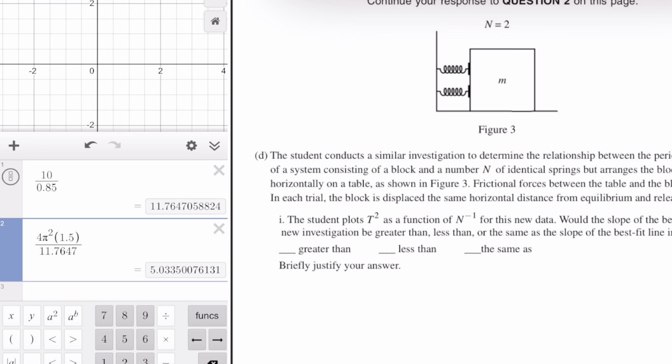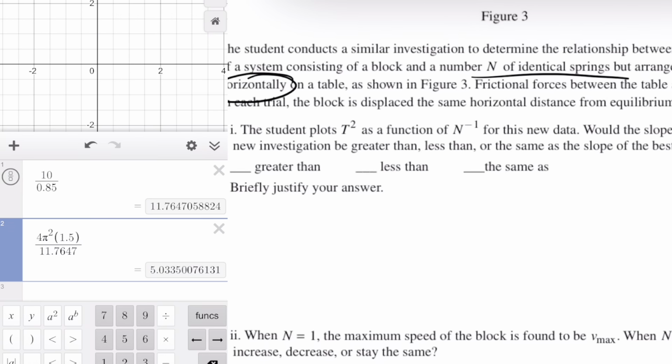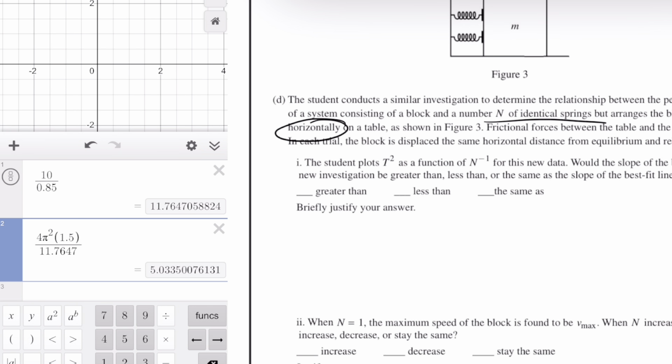consisting of a block and a number n of identical springs, but arranges the block's spring system horizontally on a table. Frictional forces are negligible. In each trial, the block is displaced the same horizontal distance from equilibrium and released from rest. The student plots T squared as a function of n to the negative 1 for this new data. Would the slope of this best fit line be greater than, less than, or the same as?